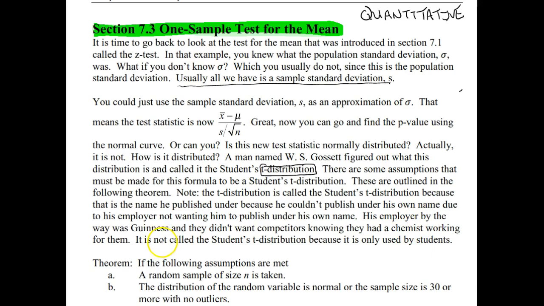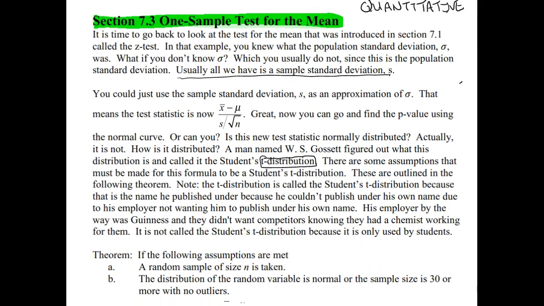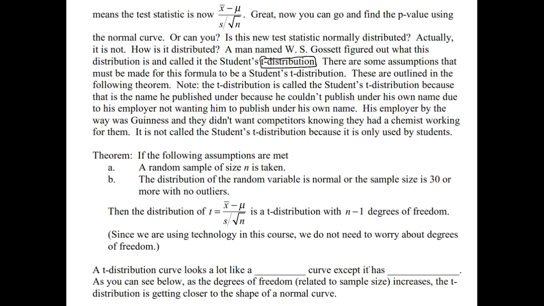So now it might make some sense as to why he had to use small samples to be able to still function throughout the day and to do his job. And they didn't want competitors knowing that they had a chemist working for them. So it's not called the student's t-distribution because it's only used by students. That's just the name that he happened to publish it under. But as I said, we're just going to call it the t-distribution anyway.